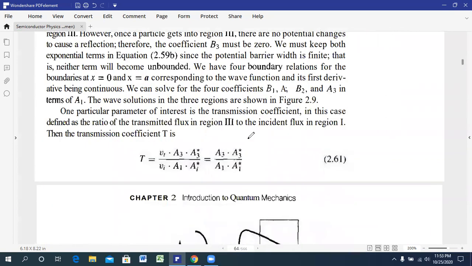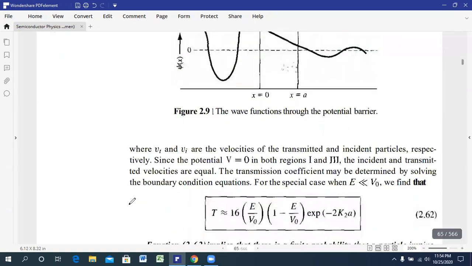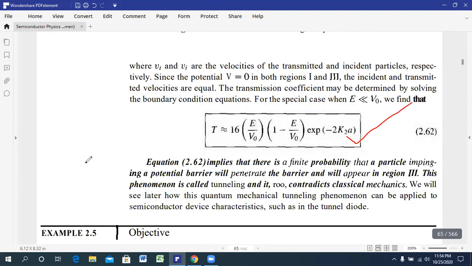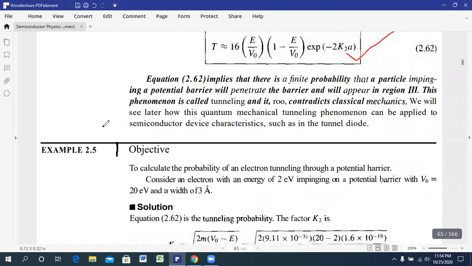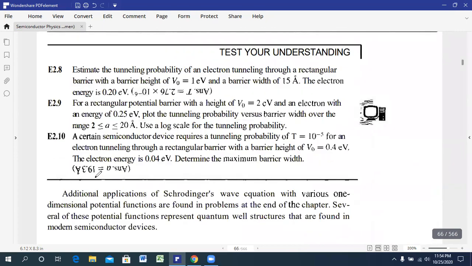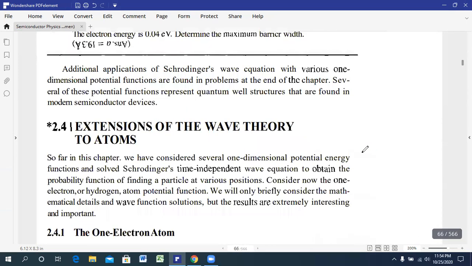So again, similarly, if we try to find the transmission coefficient T, that one is A3 with the conjugate A3 over A1 with the conjugate A1. And we can conclude these things. This T should be equal to 16 E by V naught, times 1 minus E by V naught, in this way. So try to go through these things and solve example number 2.5 and also these test problems.